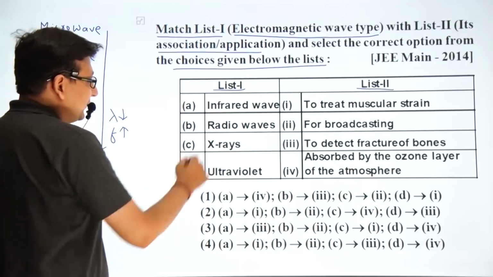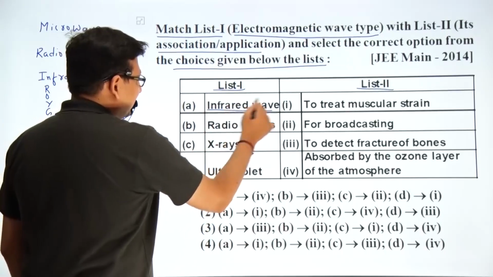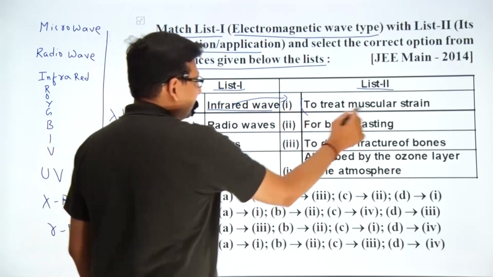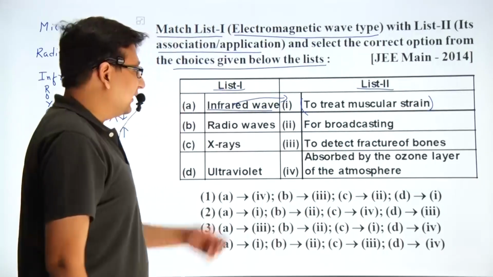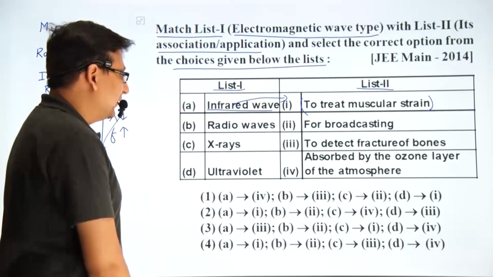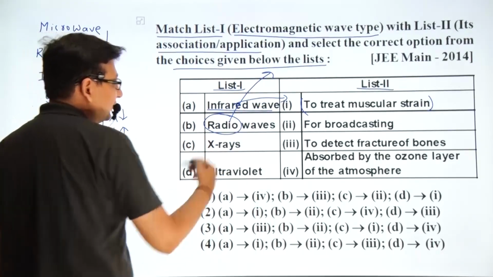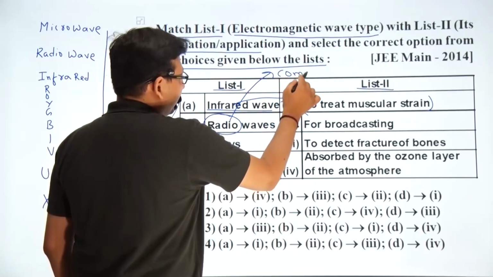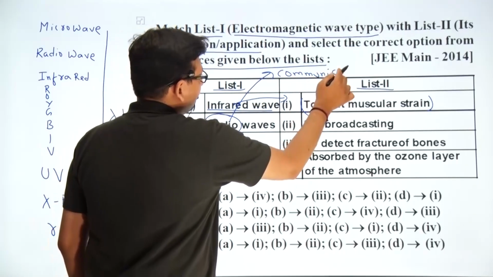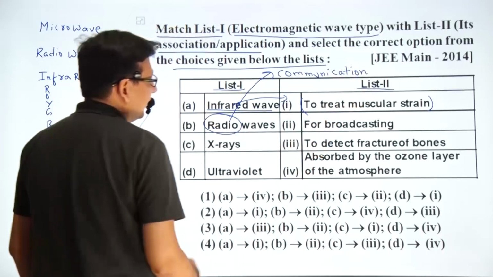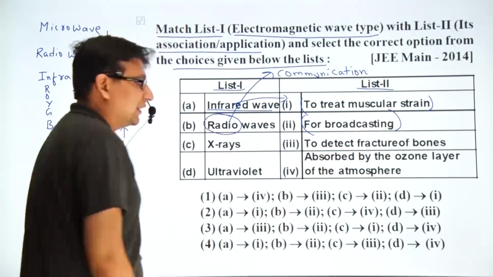Infrared wave can be used to treat muscular strain. Yes, in medical science this is the usage of infrared wave. Radio waves, as the name suggests, radio is a device used for communication, so it is used for communication purpose. For broadcasting, yes, this is the correct one.